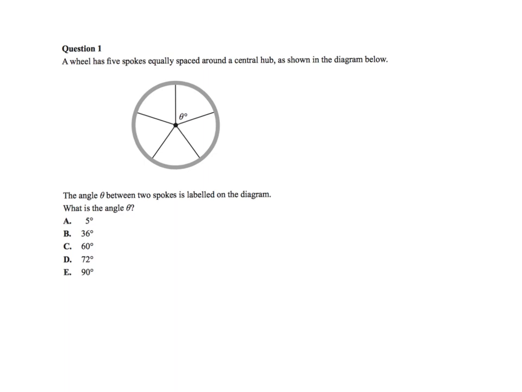All right, this one was actually taken from an exam, but you can see it's exam 1, question 1, it'll be very easy. It says a wheel has 5 spokes equally spaced around a central hub, as shown in the diagram. The angle between the 2 spokes labeled on the diagram, what is the angle? So you've got 1, 2, 3, 4, 5, and you've got 360 there. So 360 divided by 5 would give us the angle. So we get 72. Okay, really easy.